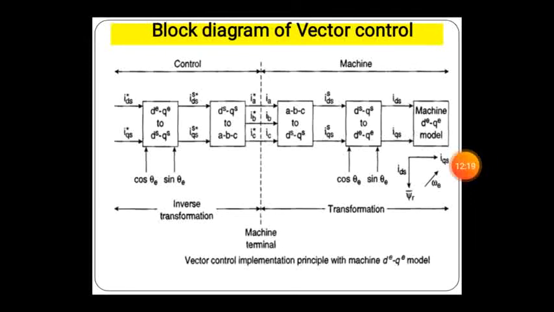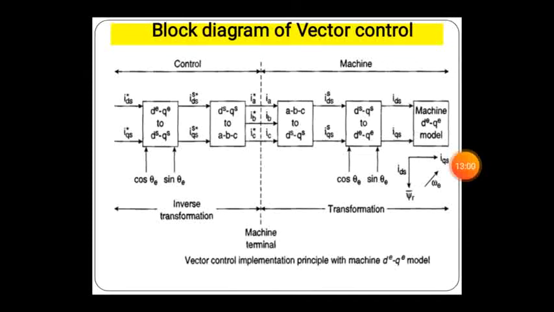Now this is finally the basic block diagram to implement the vector control method. So according to this block diagram, we can explain the vector control method, how to implement it actually. In this block diagram, there are two parts. On the left side there is the control part, and on the right side there is the machine part, and these two parts are isolated by the inverter with unity gain.